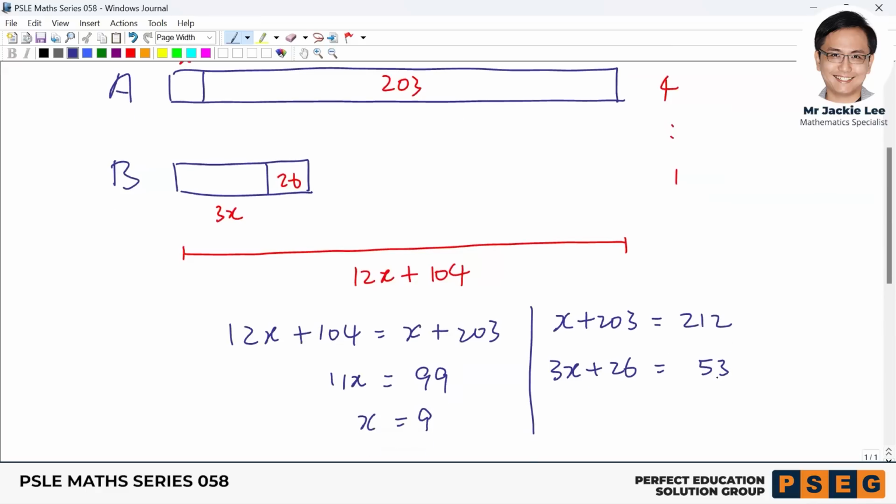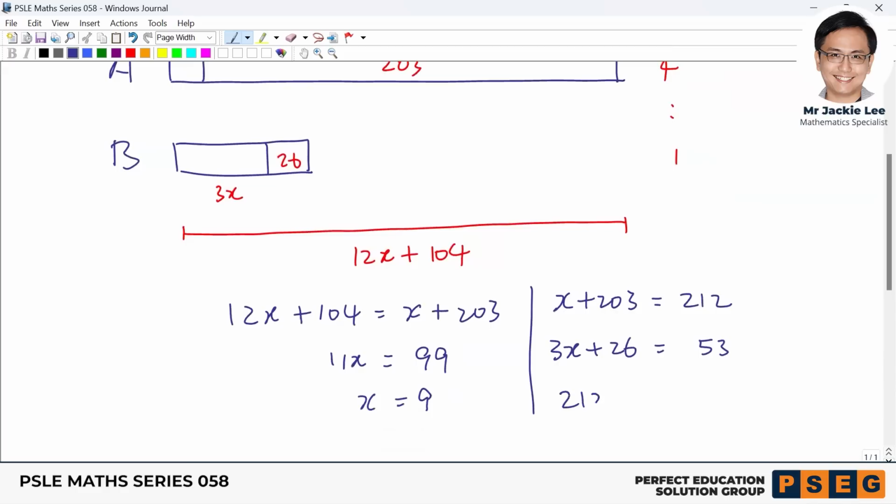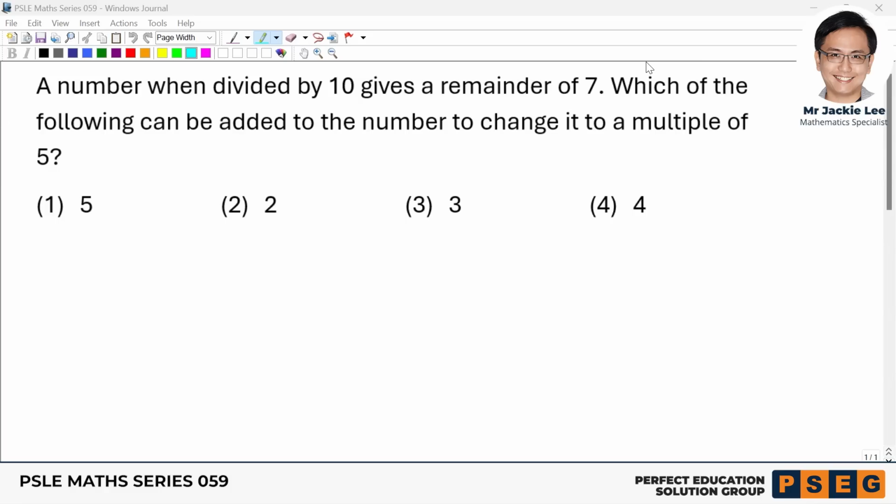Okay. So at the end of the day, just take the difference between these two. 212 minus 53, and then we'll end up with 159. Okay, here we go. Now we have a number. When divided by 10, we will actually have a remainder of 7. So which is the suitable number that we should add to this number so that eventually it will become a multiple of 5?